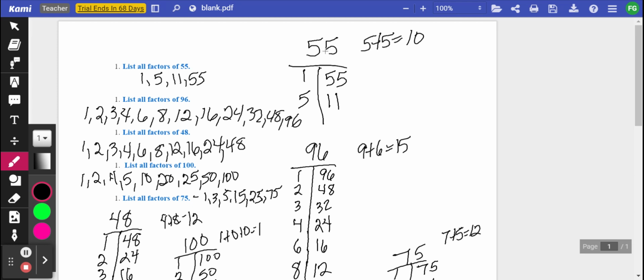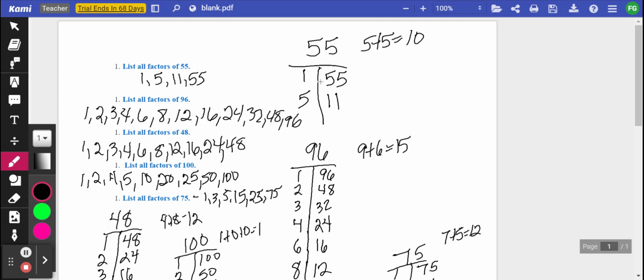Okay, this is an odd number. So when I am checking factors, I don't need to worry about checking even numbers because odd numbers don't have even numbers as factors. So I would go to the next number, which would be 3. And remember, the trick for checking a 3 is I add the two digits together and see if that number is divisible by 3. So 5 plus 5 is 10. That is not divisible by 3.